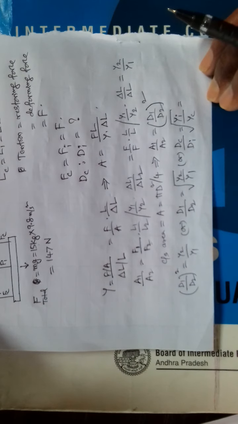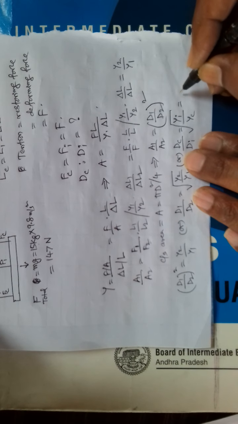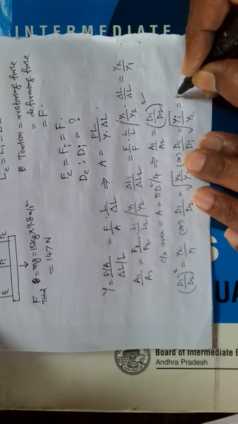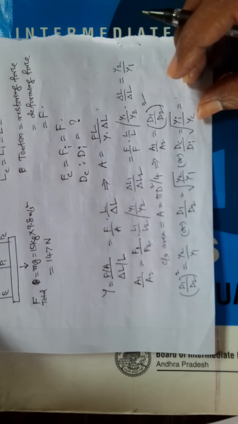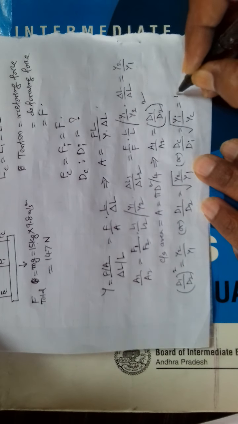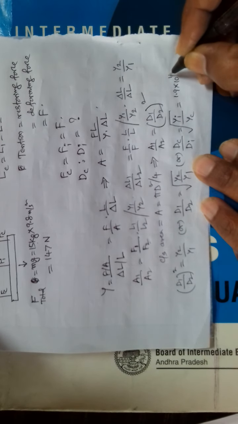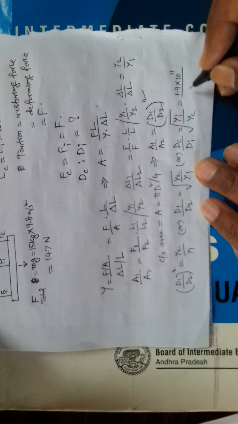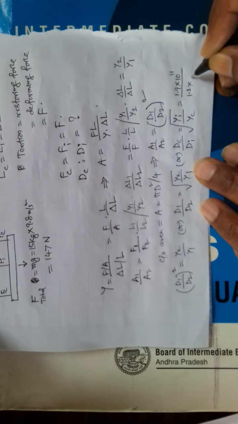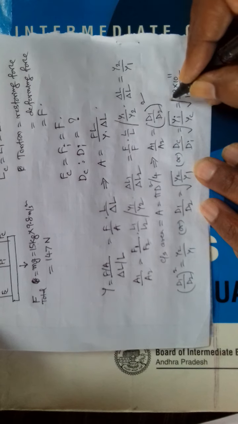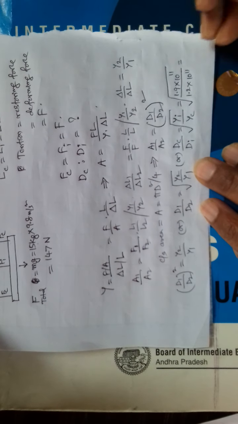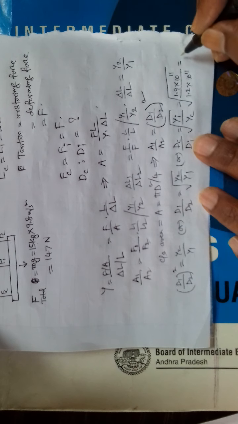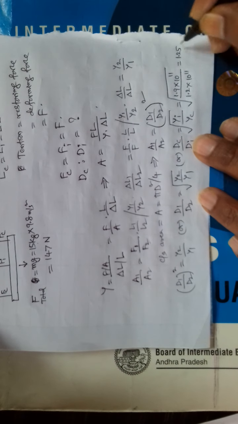So substituting the values for iron 1.9, so we get 1.25.